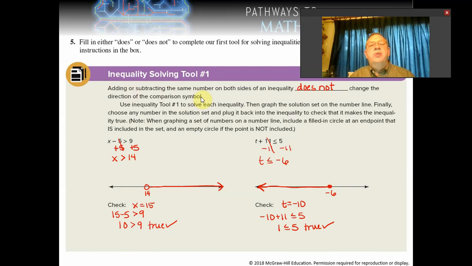So adding or subtracting the same number on both sides of an inequality does not change the direction of the comparison symbol. Here we're going to go through some of the things that we can work on.